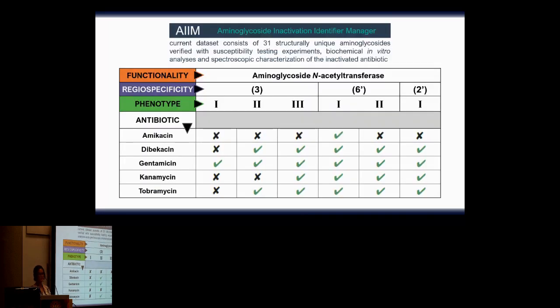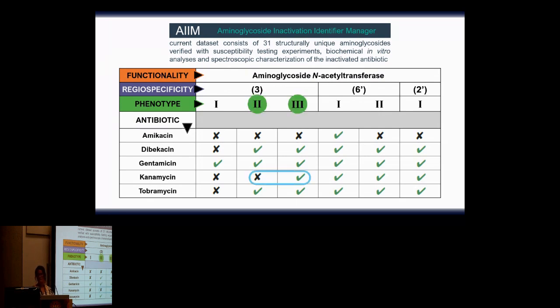Now, this is an oversimplified summary of the data that I've curated from the literature to date. Right now, it consists of 31 structurally unique aminoglycoside antibiotics, all of the different resistance phenotypes verified with susceptibility testing or biochemical analysis or a spectroscopic characterization of the inactivated molecule. But I've provided a short summary to show you how the inner workings of the tool will be making these decisions.